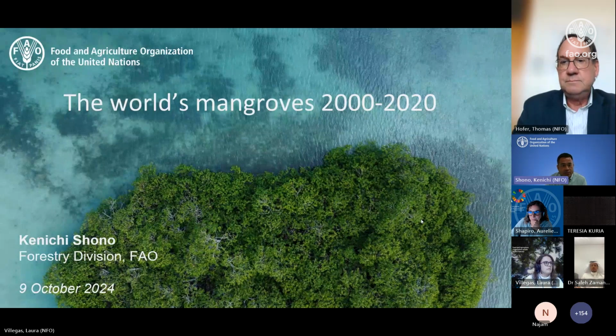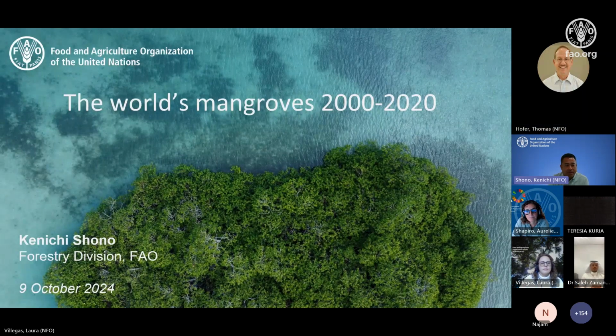So I'd like to start off with an overview by presenting the results of our recent global assessment of mangroves, which was titled The World's Mangroves 2000 to 2020.